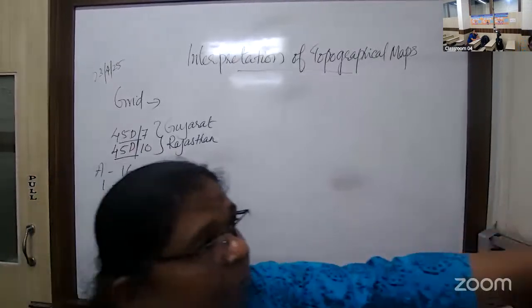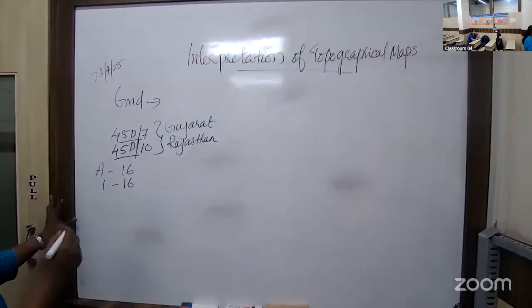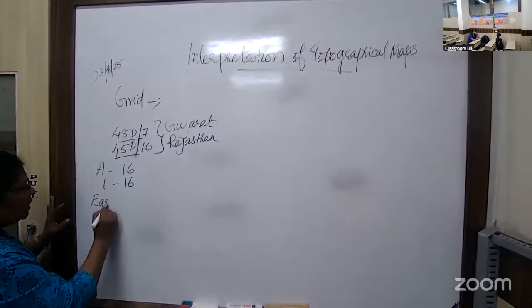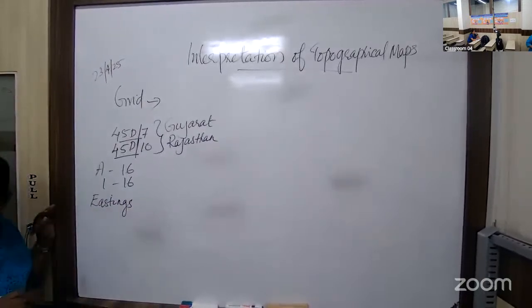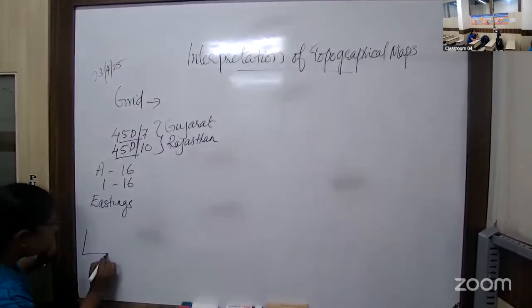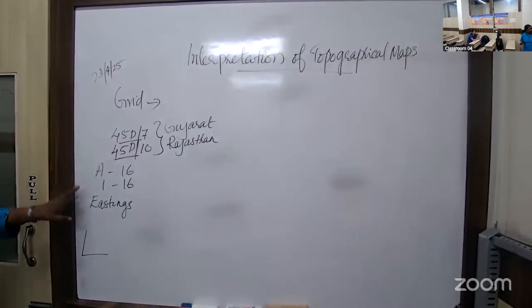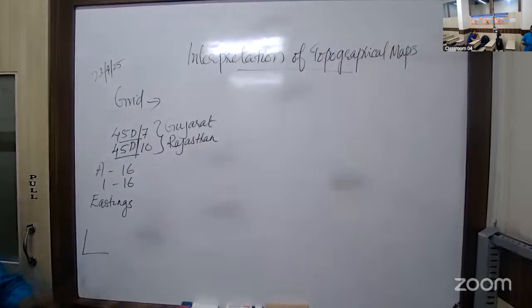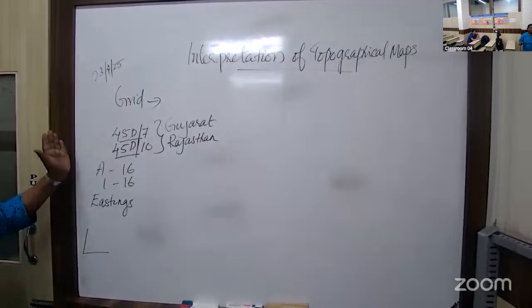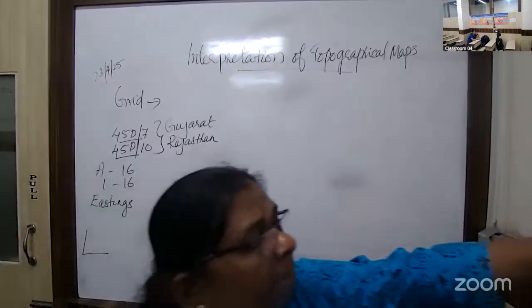Now if you want to locate a place within that block, you have to find out two things. You are using graph, no? You are learning graph. So in the graph, we can see x-axis and y-axis. The same way, in this map also, there are some lines which are running eastward, and there are some vertical lines. Understood?